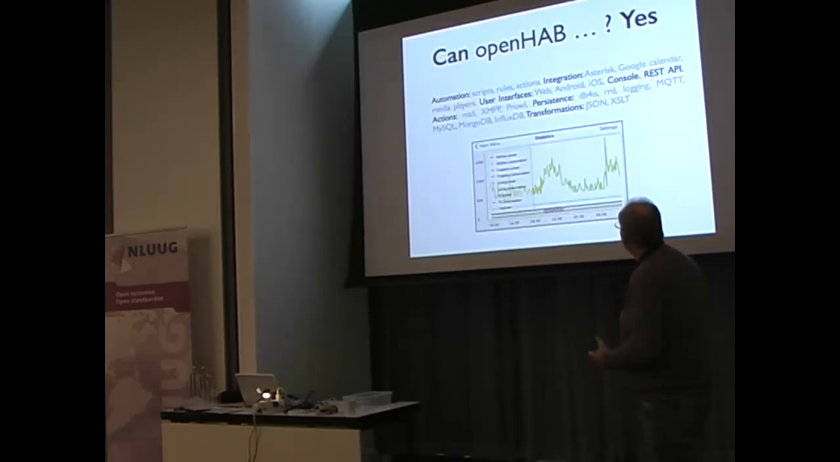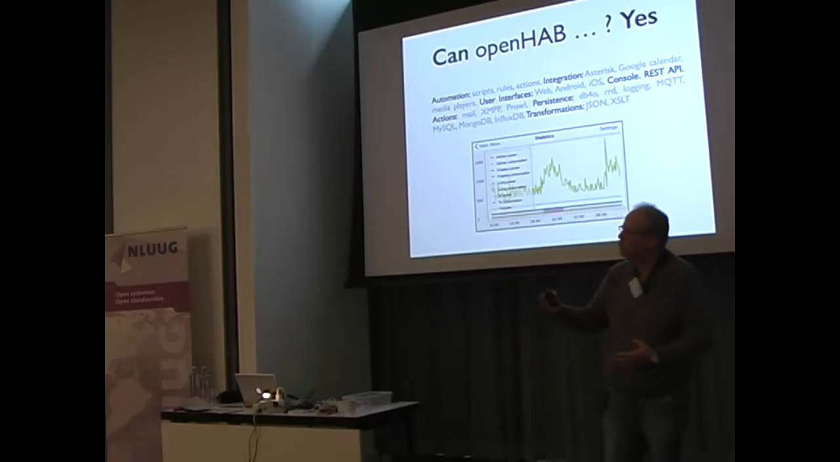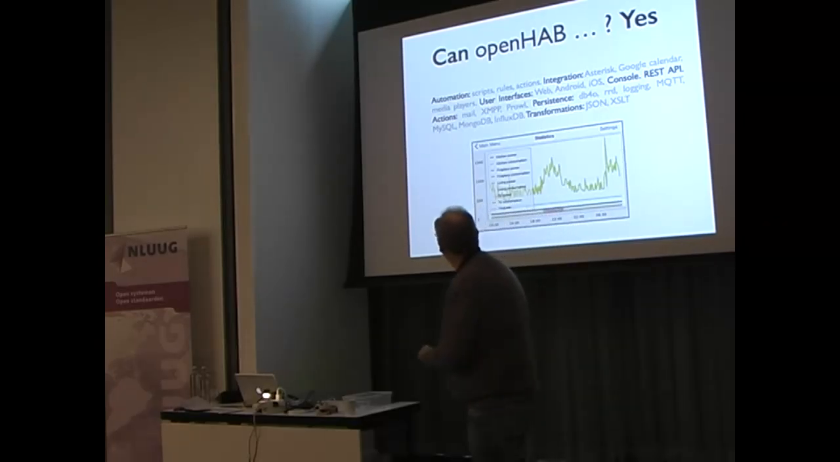We have the console, of course, we have the REST API, we have actions. You can send mail, you can speak Jabber, you can do Prowl, and with MQTT, for example, you can send information and warnings out to, I think at the moment, 40 or 45 services. There's persistence in DB, in RRD, in logging.